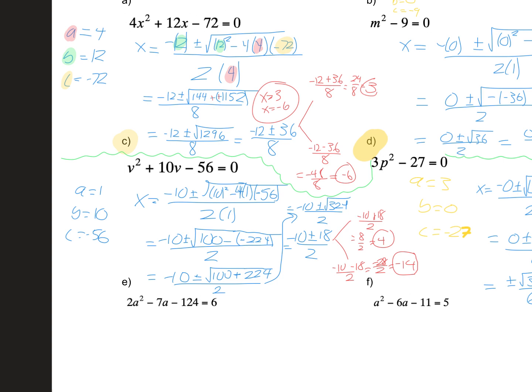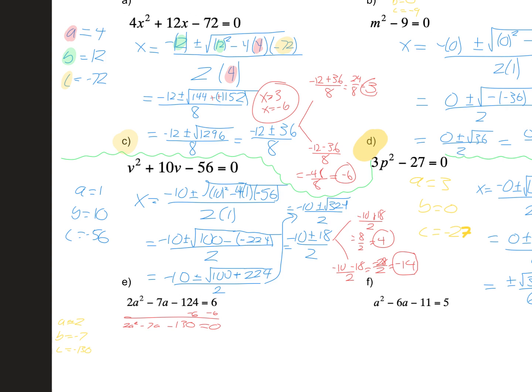So problem E. This one, there's a little more work to do. We need to get the right side of our equation equal to 0. So very first thing, I will subtract 6 from both sides, and I will get 2a squared minus 7a minus 130 if I take negative 124 minus 6, and this equals 0. Okay, so now I can use the quadratic formula. So my a value is 2, my b value is negative 7, and my c value is negative 130.